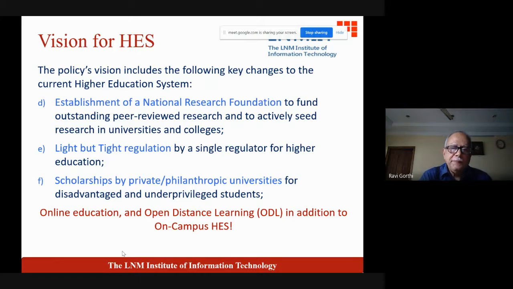Now the next one, light but tight regulation by a single regulator for higher education. All this document, even if implemented, should have a sense that we are progressing. Each one should have a sense that we are progressing, and not by claiming, but by actual measurements. Scholarship by private philanthropic universities, we know about it.